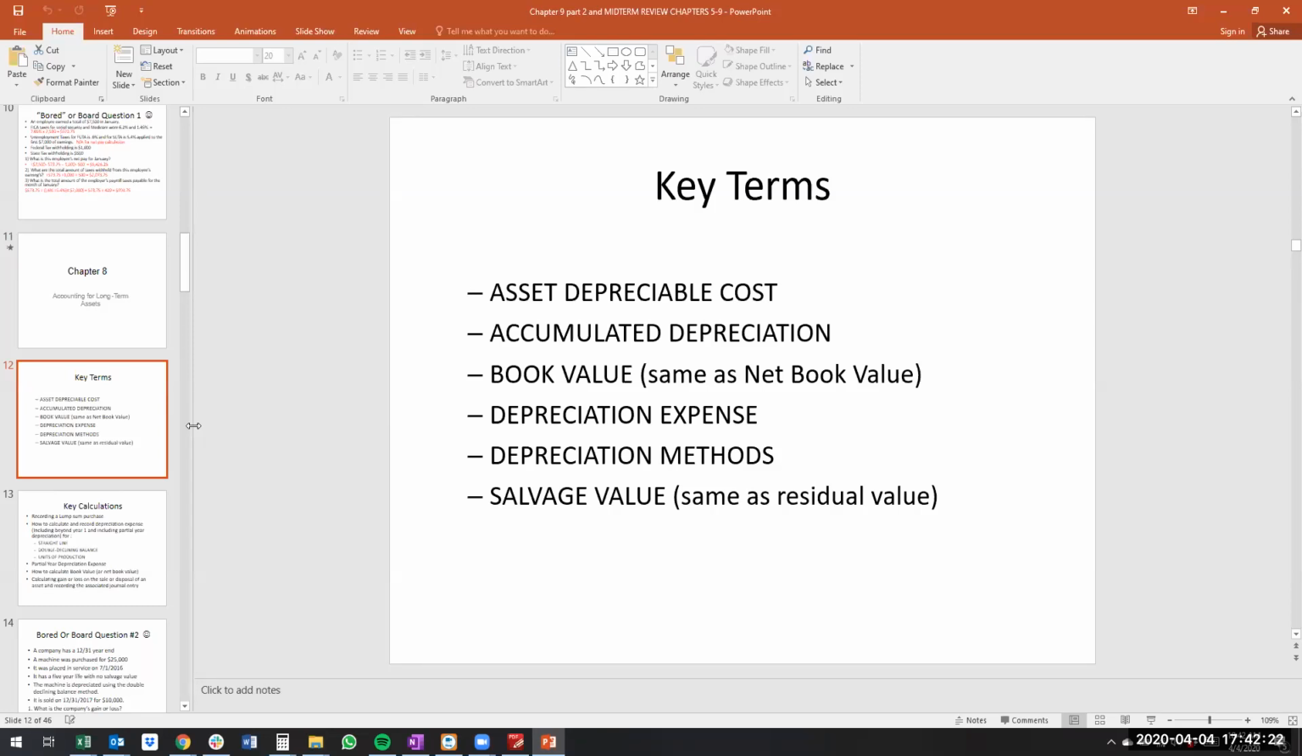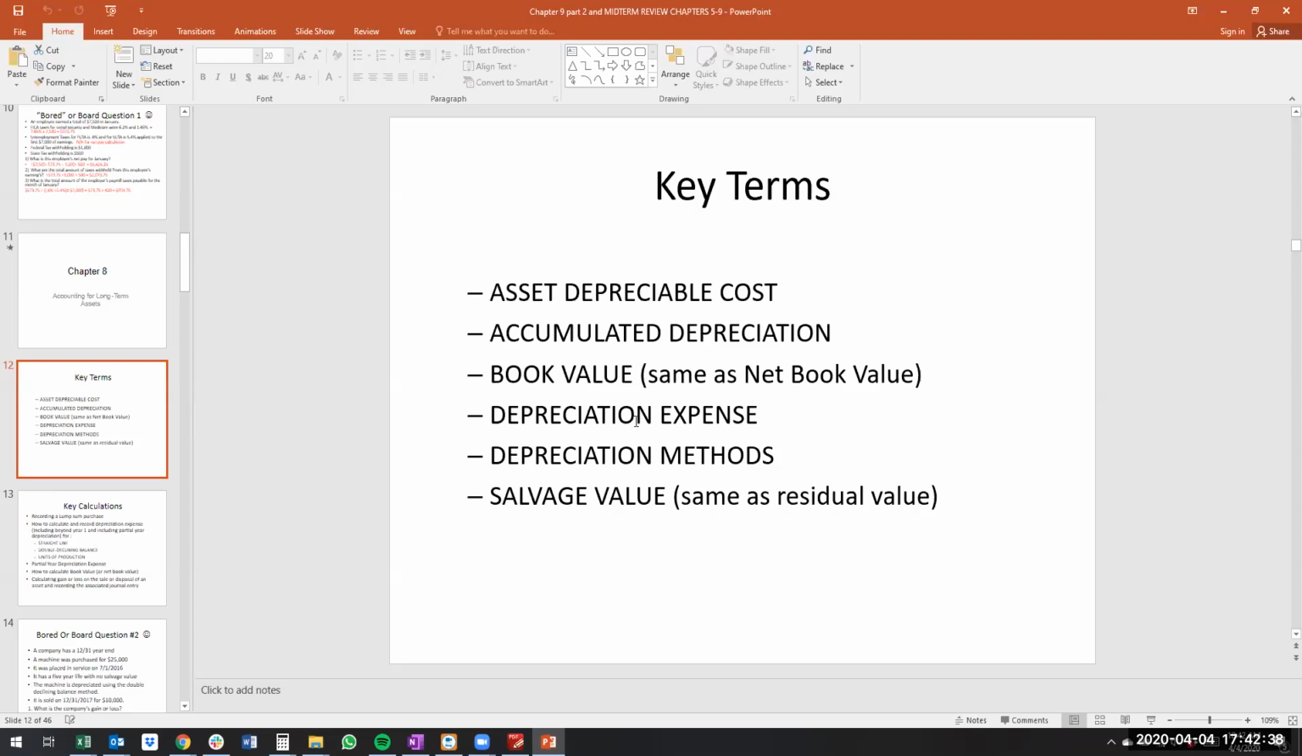A straight line's most common one. What are some other ones? You have double declining method. Yep, unit of production method. Good job, Huling. Perfect. Exactly.